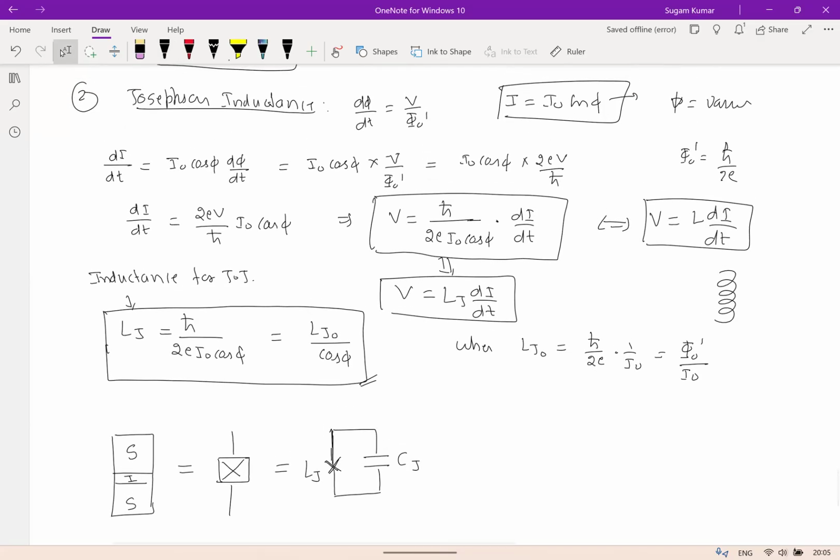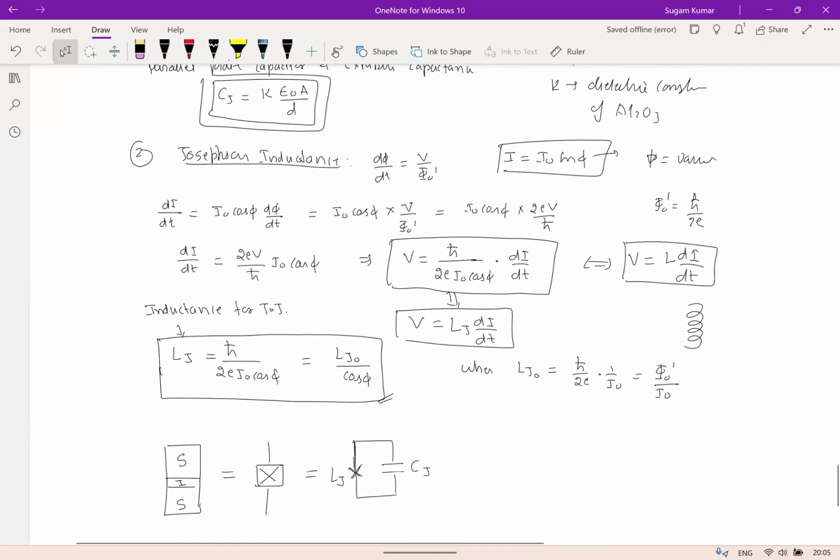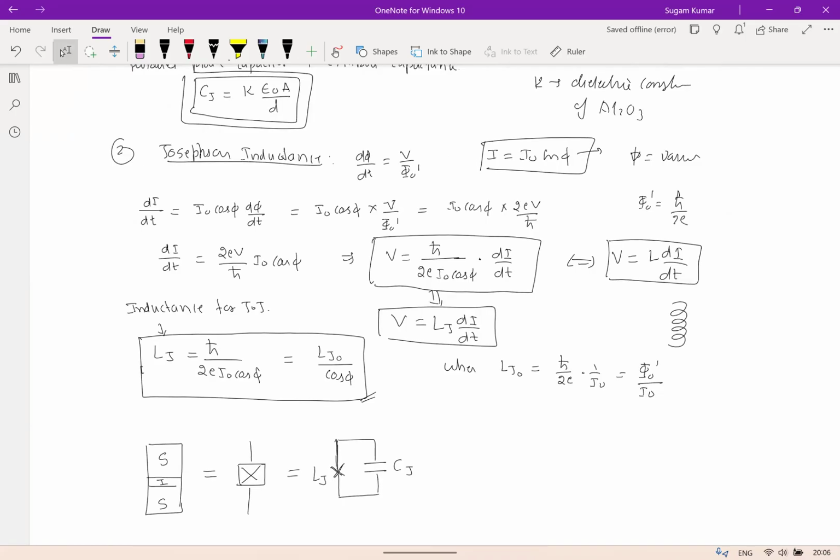And Cj and the Lj you already know from this equation. So I think everybody is convinced that the Josephson junction actually behaves like a parallel capacitor and inductor. Is this clear to everybody? Or do you want to ask any question?